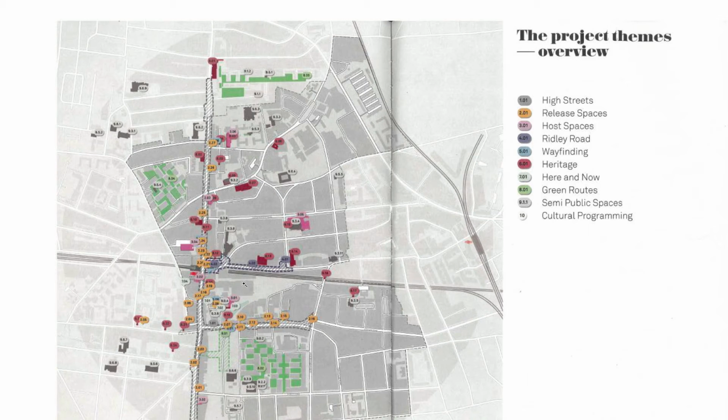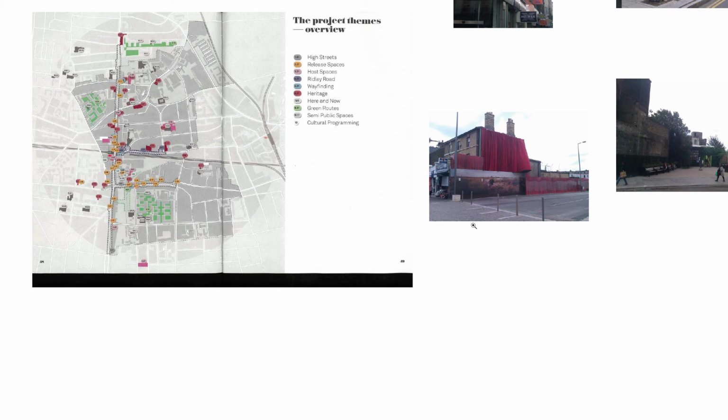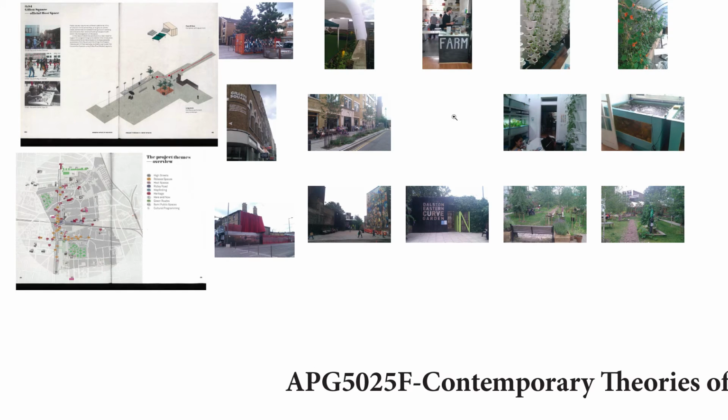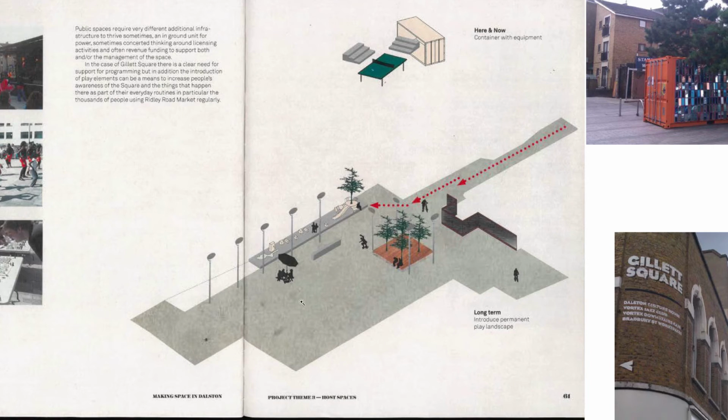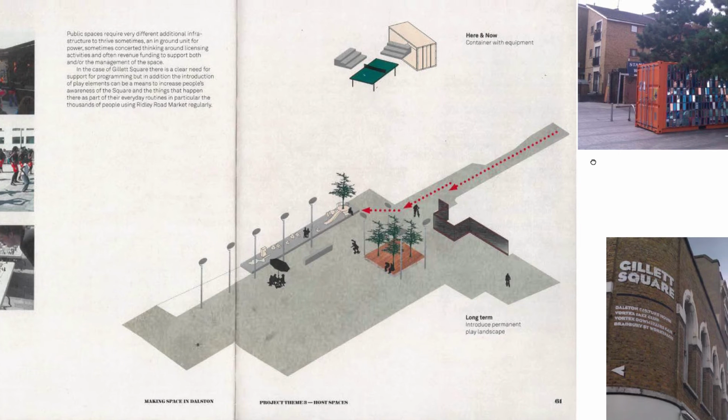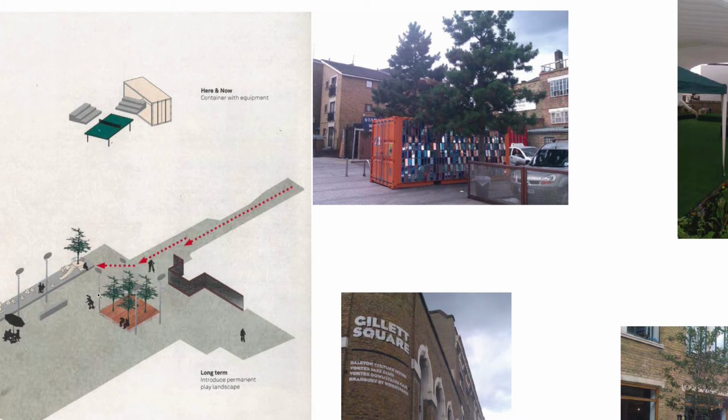Host spaces, which are presumably about staying. Green routes, which are about moving. Semi-public spaces, and cultural programming, which is a really important part. When you look at what's produced, it's quite interesting. One of the spaces here is called Gillette Square, which is one of the host spaces. They created a small space at the back here with these trees.